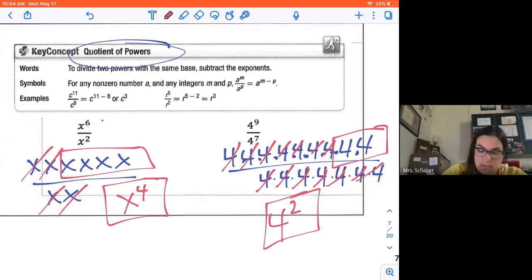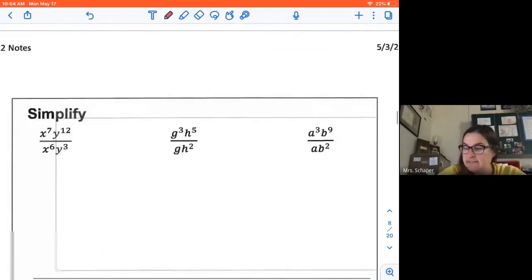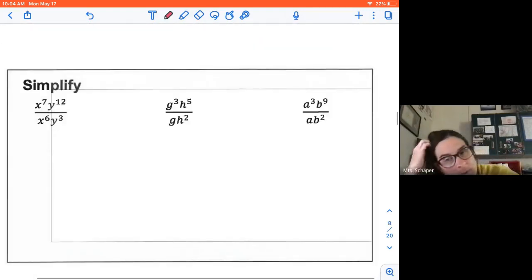Okay, all right. So let's try some of these out. And again, with previous learning, and what we've done previously, you write out as much as you need to write out, but you don't have to write. I mean, you just kind of go with what you need. Okay, so here we go.